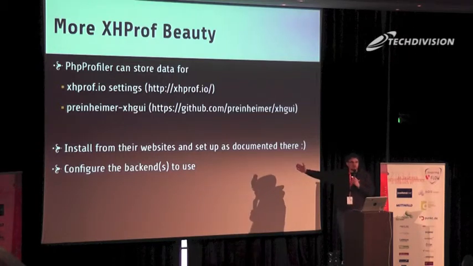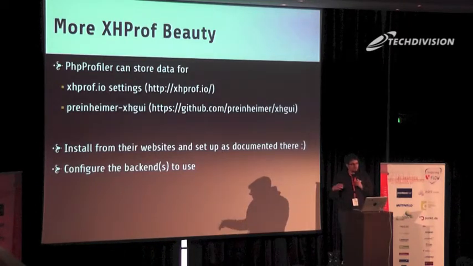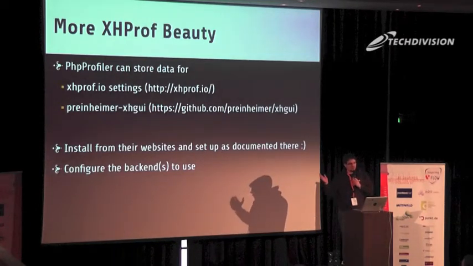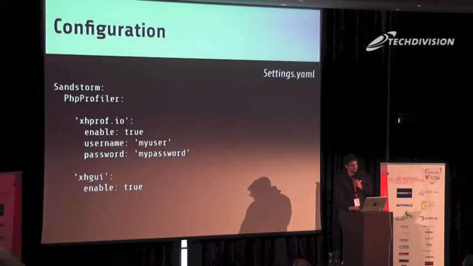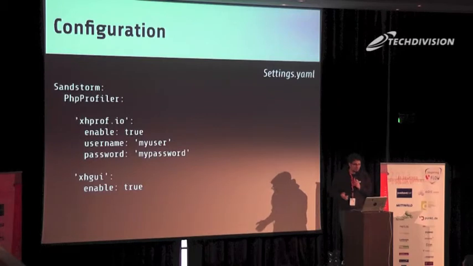So if you want those, just go to their websites, download them, check out the README, so you can configure them. In the case of XHProf IO, you need to create a database and populate it. So that's completely done outside of your Flow project. And then you need to configure Plumber, or PHP Profiler more specifically, to use them, which you can do in my fork with those settings.